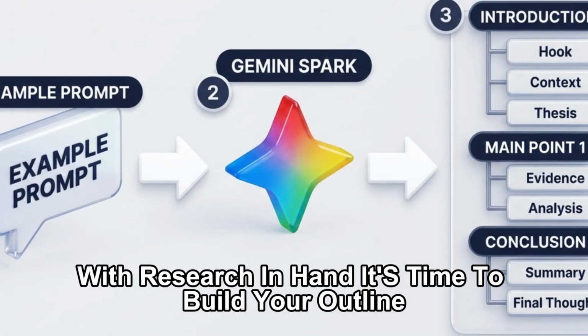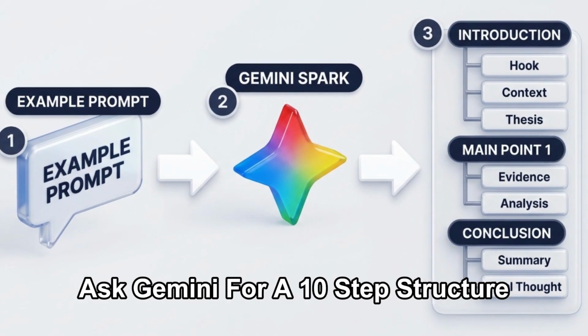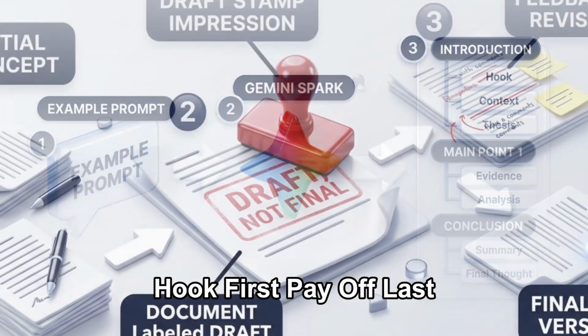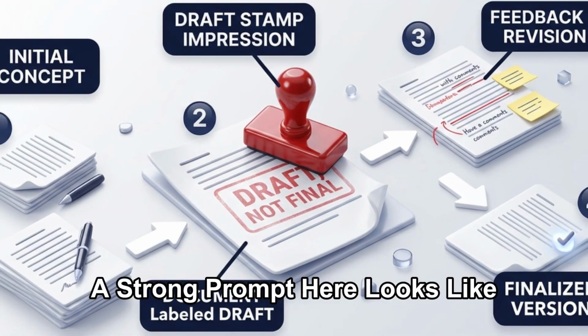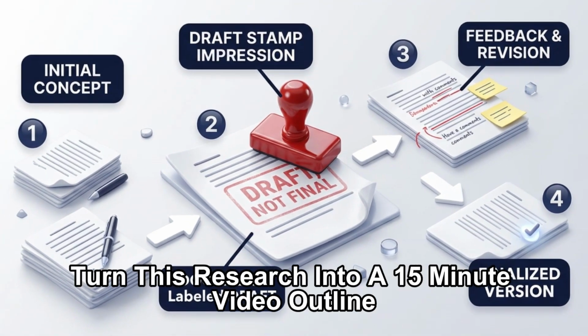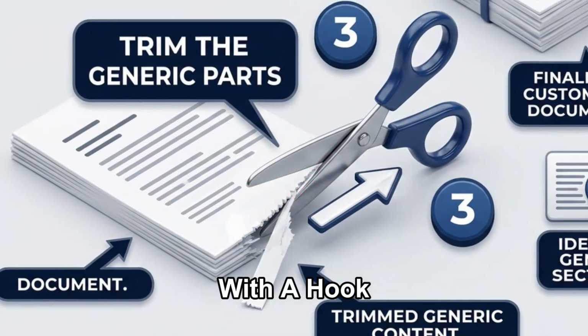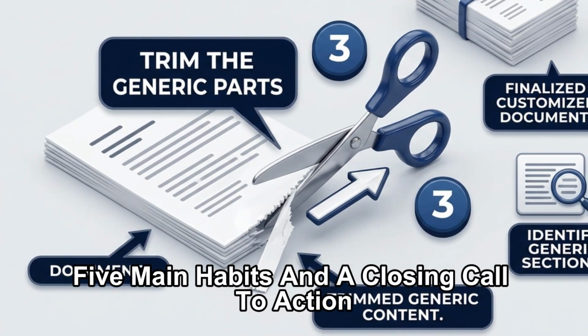With research in hand, it's time to build your outline. Ask Gemini for a 10-step structure. Hook first, payoff last. A strong prompt here looks like, turn this research into a 15-minute video outline with a hook, 5 main habits, and a closing call to action.